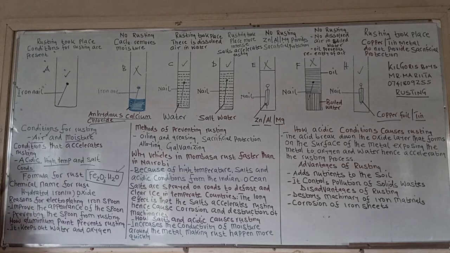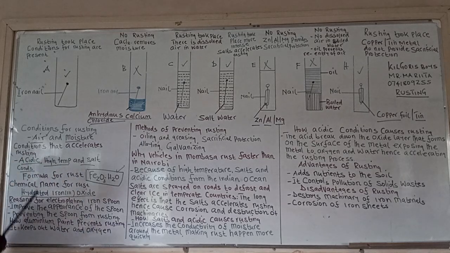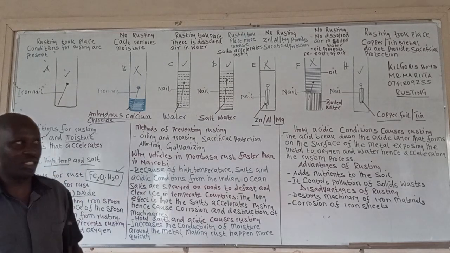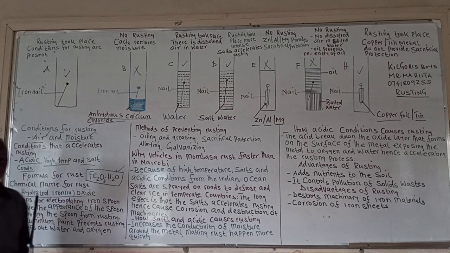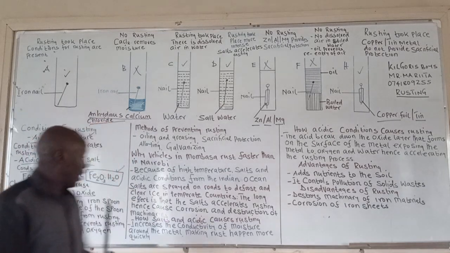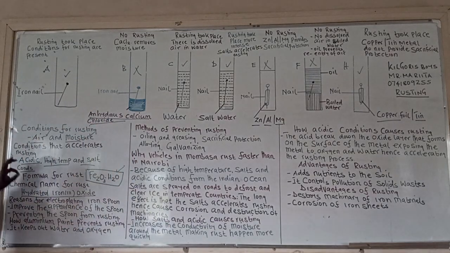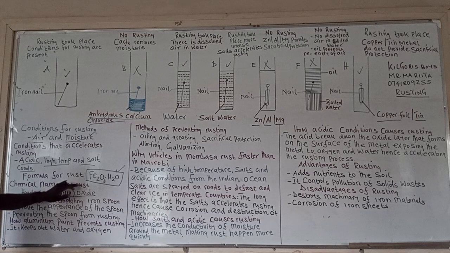The chemical name for rust. Avoid the statement that it is a formation of a brown substance. The correct chemical name for rust is hydrated iron(III) oxide, where the iron metal combines with oxygen and with water vapor or moisture to form this oxide of iron(III), hydrated iron(III) oxide. Hydrated means that it is a substance that contains some moisture or some water. So that is the correct chemical name for rust, and this one is the formula for rusting.